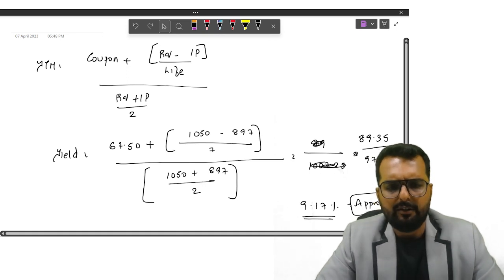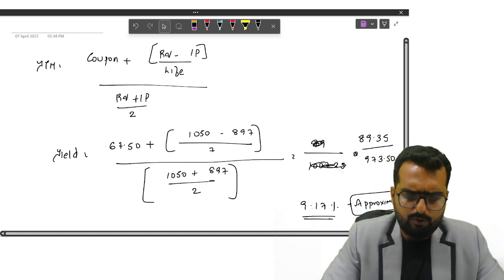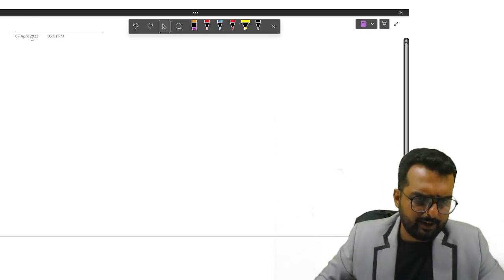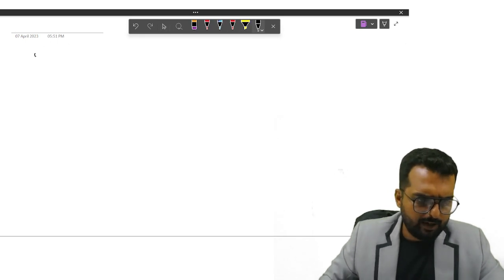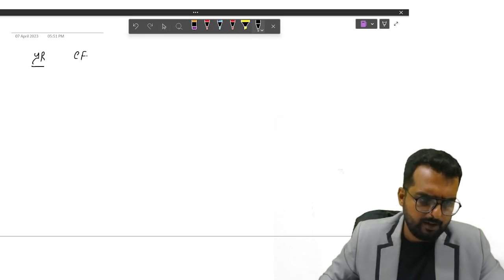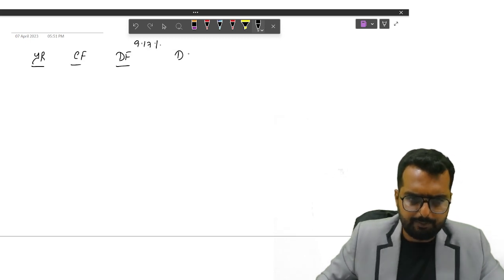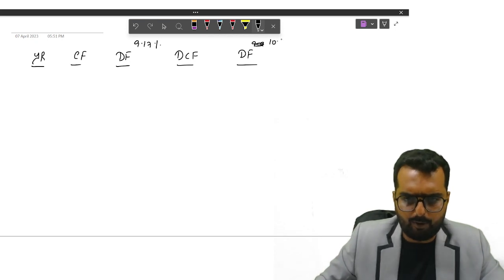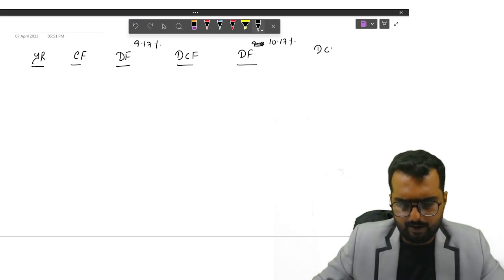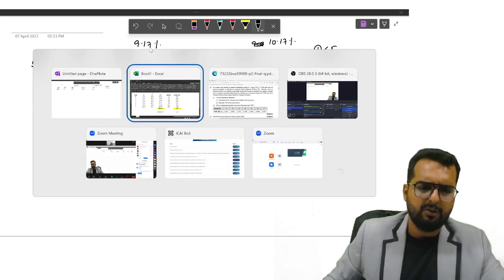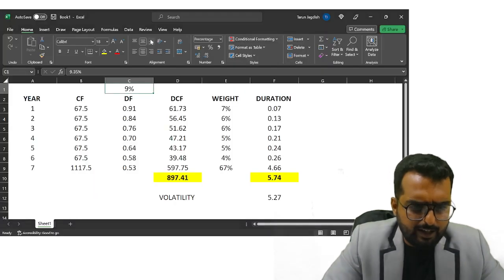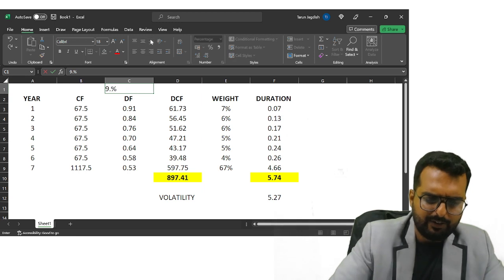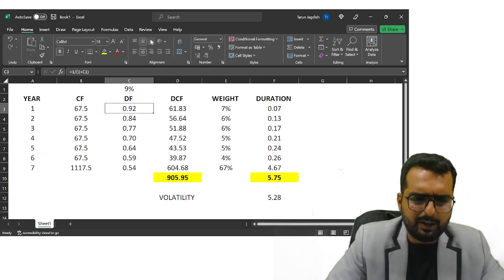All right, friends, we'll do one thing. We'll do the IRR also. Once we get 9.17%, I'll come over here and write down: cash flow, discount factor at 9.17%, discount factor at 10.17%, and discounted cash flow. So friends, I'm not going to do extra hard work. I'll directly put the number here. I will get the answer. Manually you can do it later on.